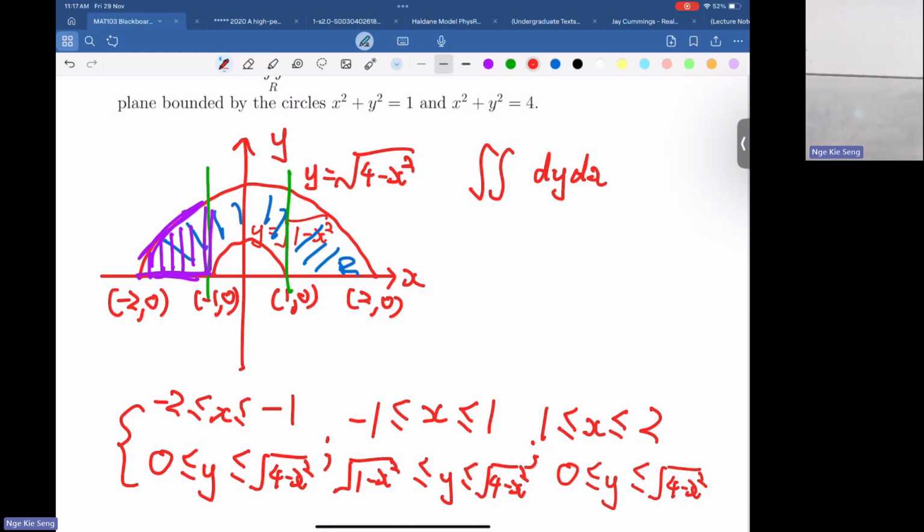It's all bounded by the bigger one. In the picture it is also the same. Right? The highest y is the biggest circle. But the lower bound is different, because the lower bound on -2 to -1 and 1 to 2 for x is bounded by a horizontal line. So these two parts are y equals 0. Only the middle one is bounded by the smaller circle. Okay? Can you understand?